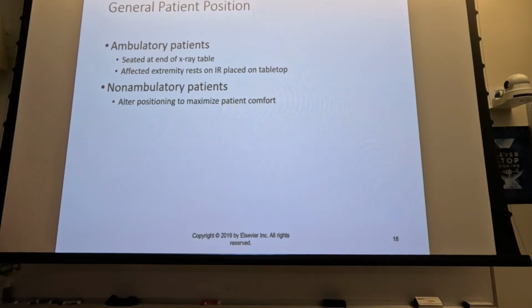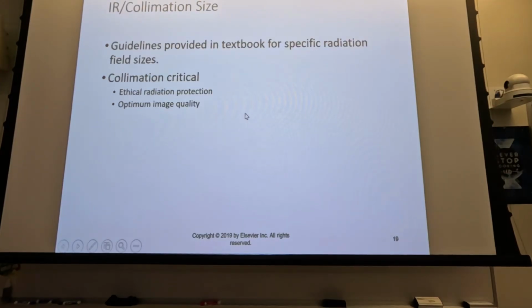So move the patient as little as possible. Non-ambulatory patients, kind of the same thing, but if you have somebody who needs to come over to the department, consider their situation. Consider their age. If they've got compression fractures and a big bowed back, you might not want to put them on an x-ray table because it's going to be very uncomfortable for them. So consider those patients as well.